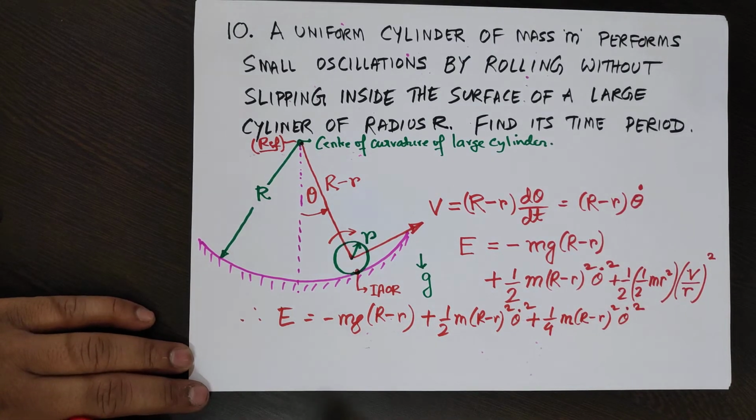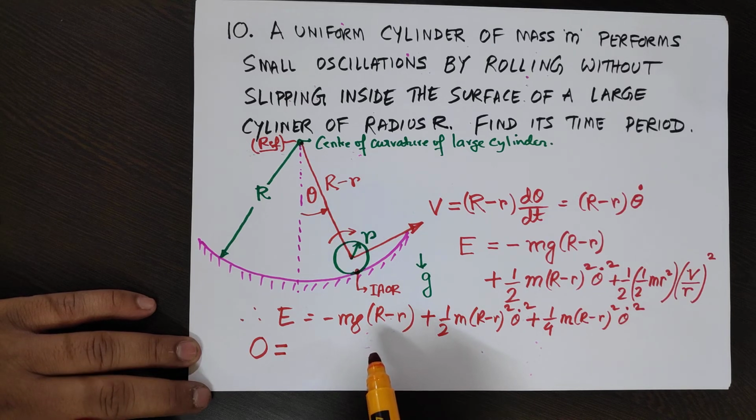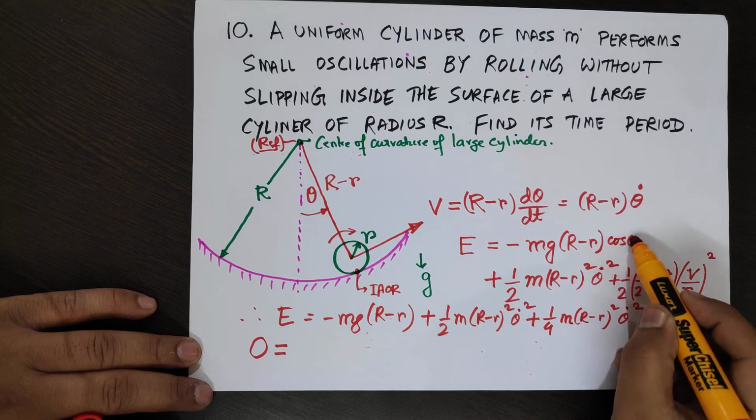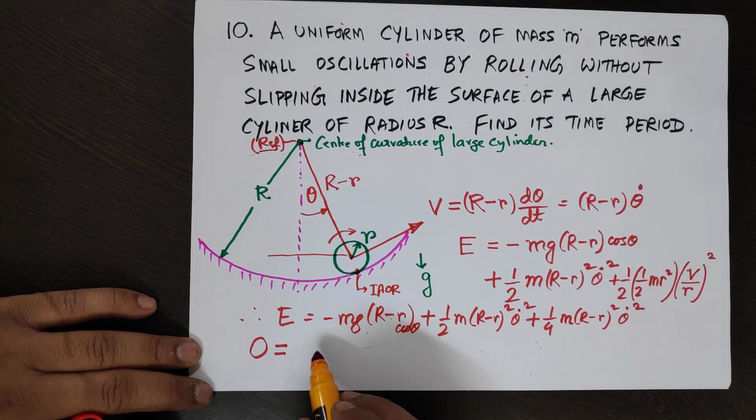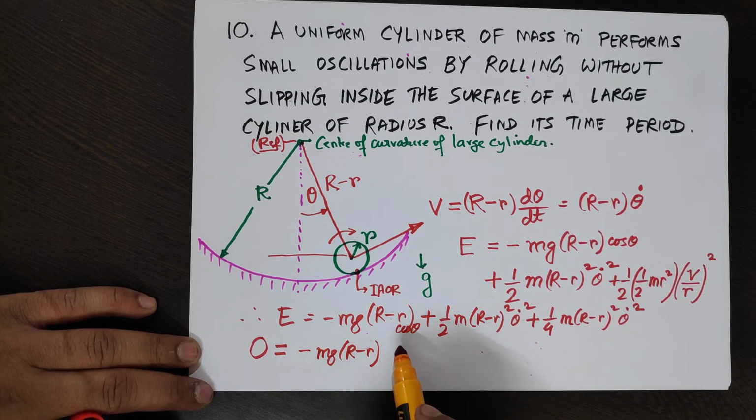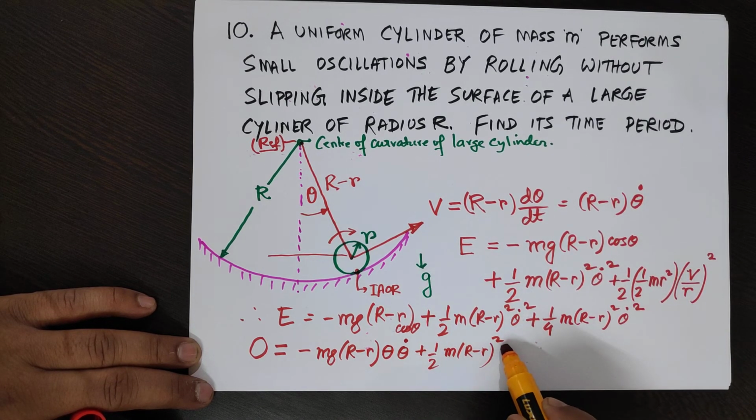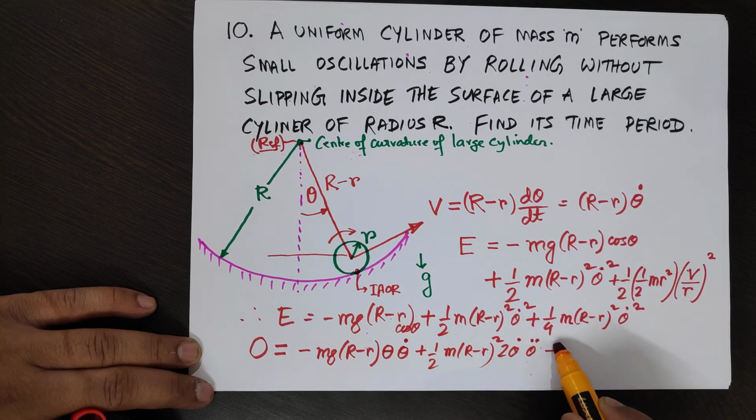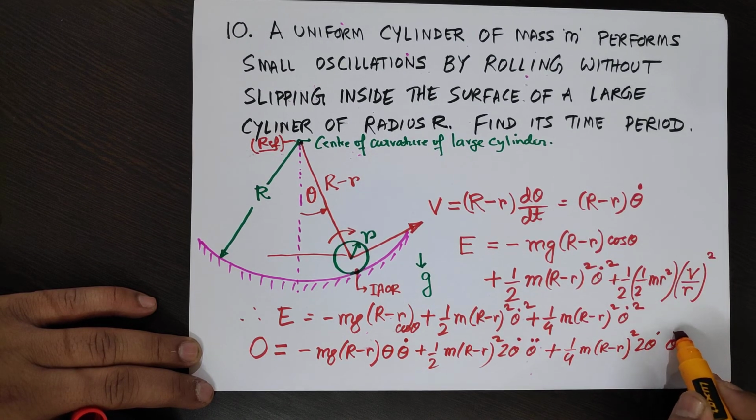As this E is constant with time, we can differentiate with respect to time. You get 0 here, and sorry, I missed out this cos theta. I mean the height is multiplied by cos theta. All right, so you get minus m g (R minus r) times cos theta. If you differentiate, you get sin theta, and as it's small, I replace it by theta, and again theta dot comes in, plus half m (R minus r) square, now 2 theta dot into theta double dot, plus one fourth m (R minus r) square, again 2 theta dot into theta double dot.